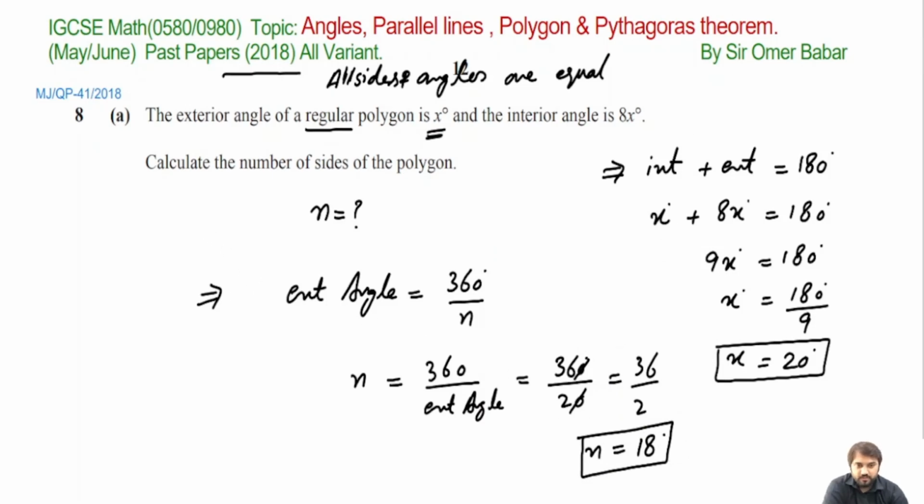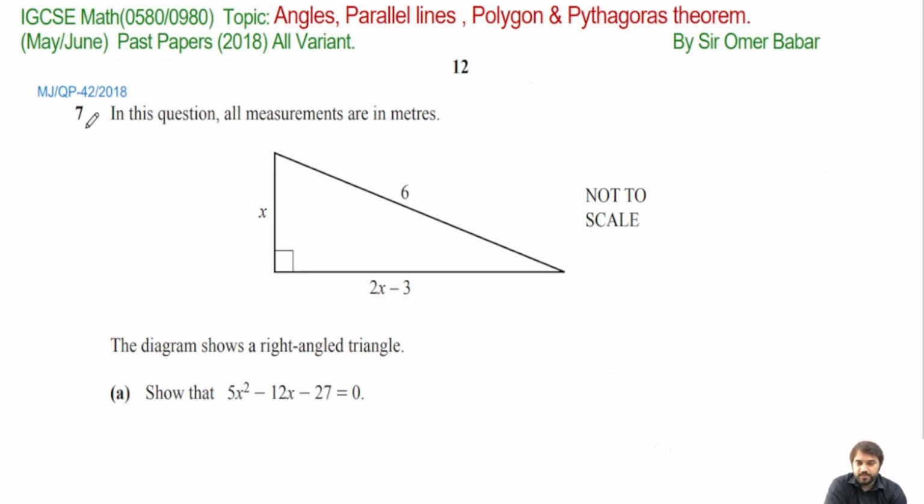Moving towards our last question of this video, question 7, appeared in paper 4, the variant was 2. In this question, all measurements are in meters. We have this right angle triangle.